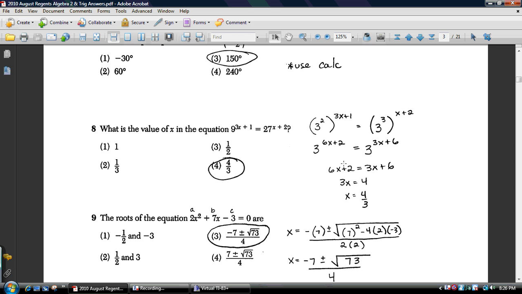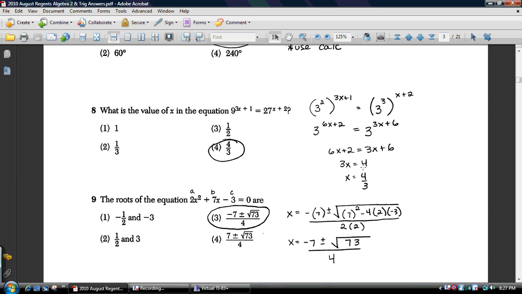Because they have the same bases, in order for these two expressions to be equal, their exponential powers must be equal. So 6x plus 2 equals 3x plus 6. Solve: subtract 3x from both sides.